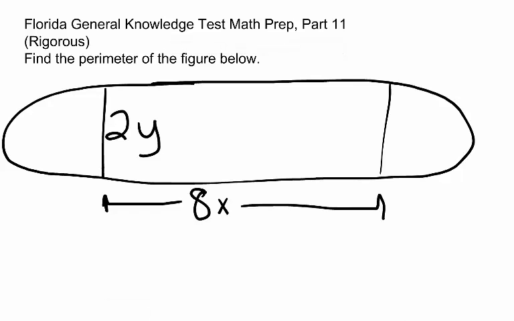Florida General Knowledge Test Math Prep, Part 11. This problem is considered to be a rigorous problem on the General Knowledge Test. Find the perimeter of the figure below.